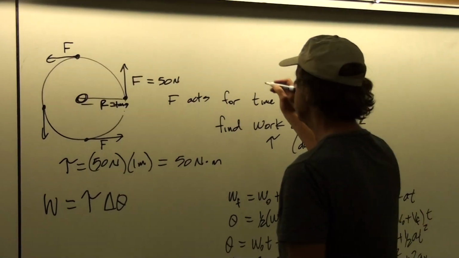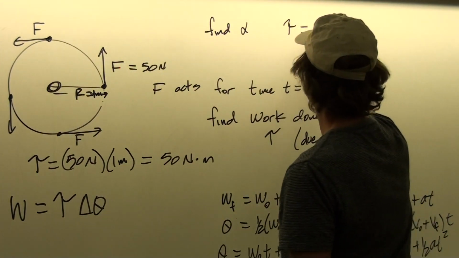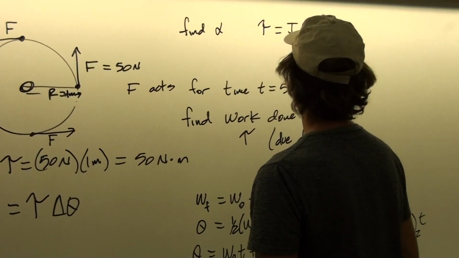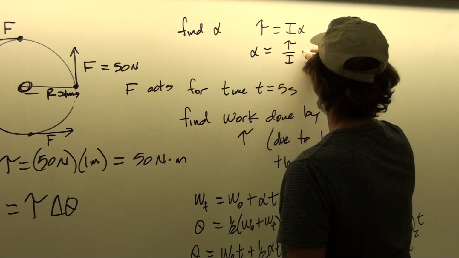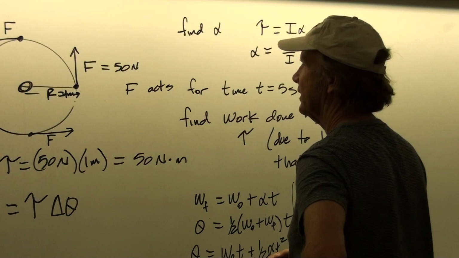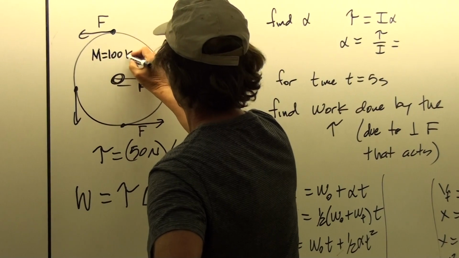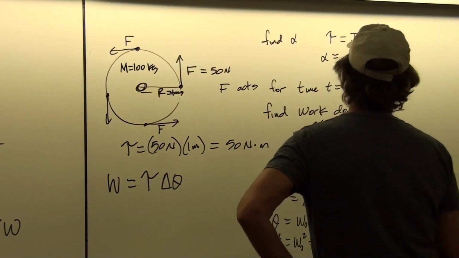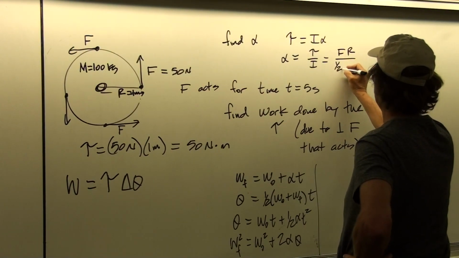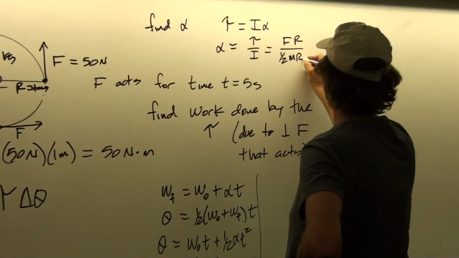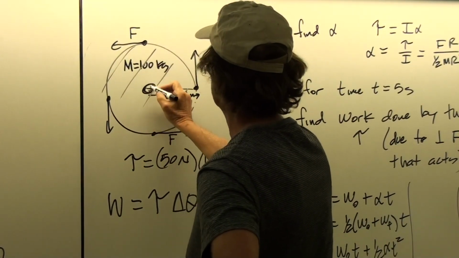And so what we need to do then is find alpha. How do we get that? Well, torque is also equal to I alpha. Okay? And so alpha then is just equal to the torque divided by I. And so in this case, let's say this disk has a mass of 100 kilograms and a radius of 1 meter, then this is just going to be F times R divided by 1/2 mr squared for the moment of inertia for a disk. We'll assume this is a disk that is rotating about its center.